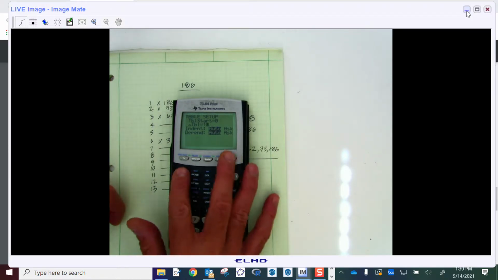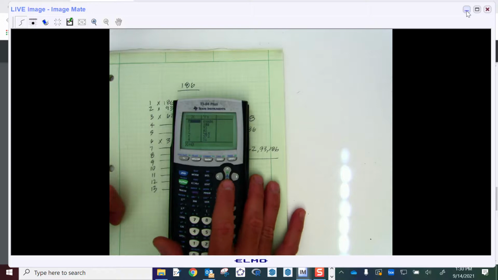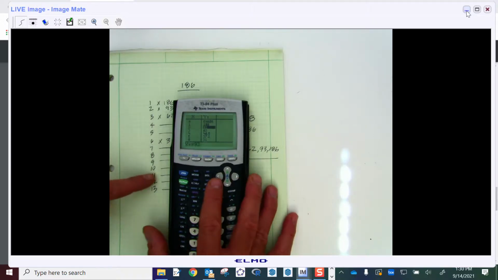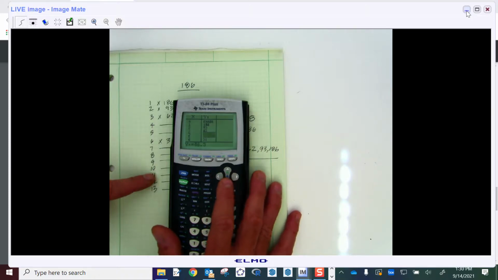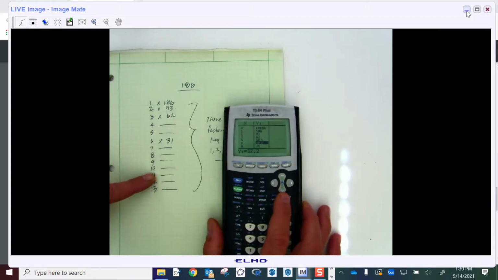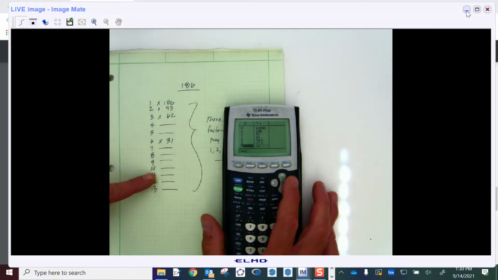And then if you go to the table, you can take a look and see, well, when I divide it by 1, I get 186. By 2, I get 93. When I divide it by 3, I get 62. And then I get a decimal here and here for 4 and 5. And of course, 6 is paired with 31.